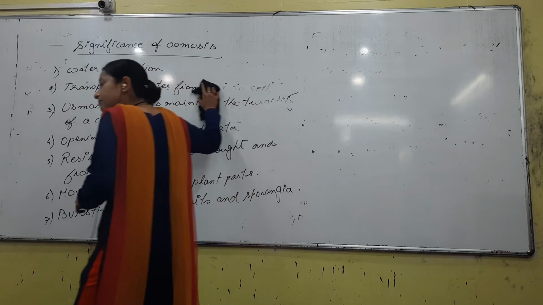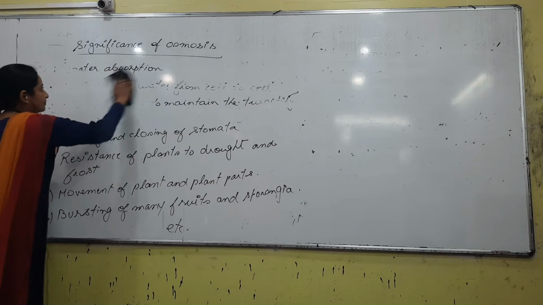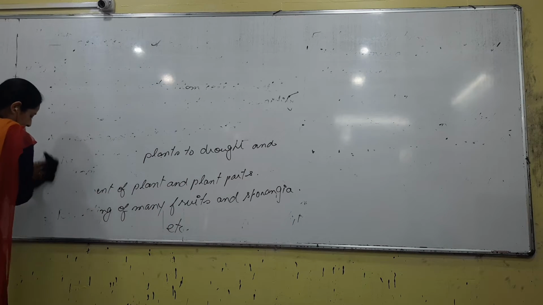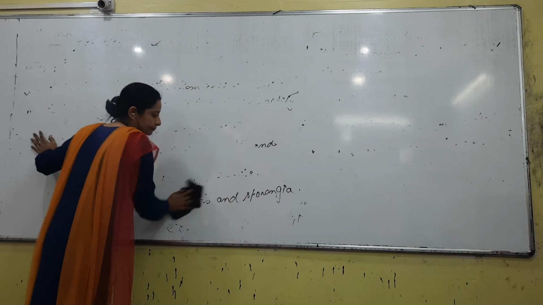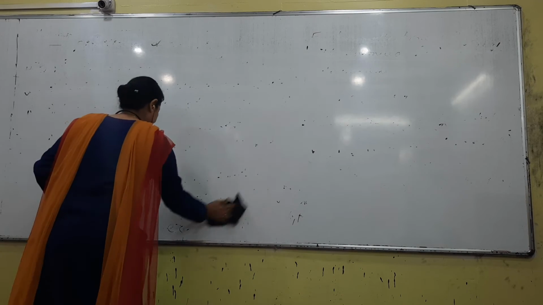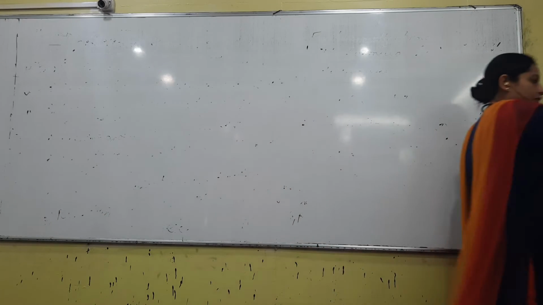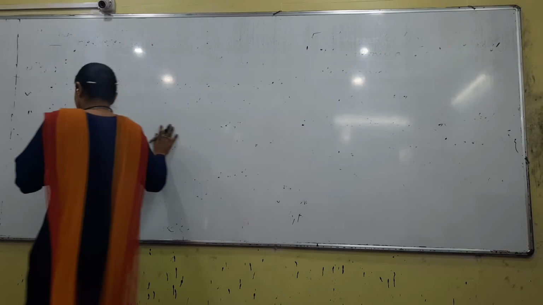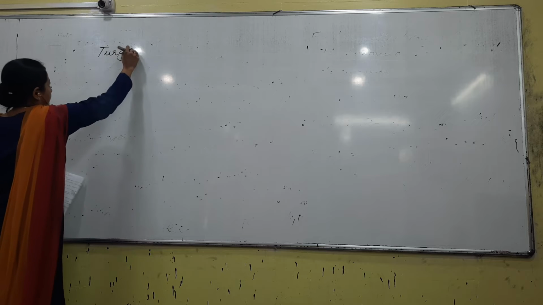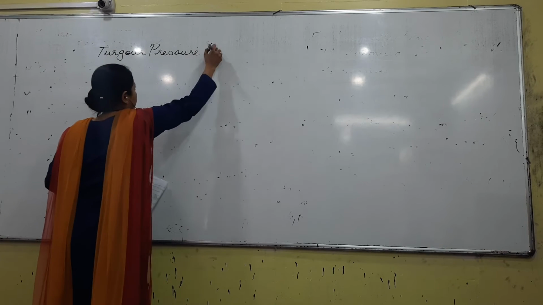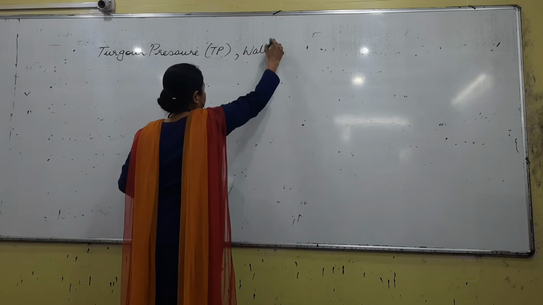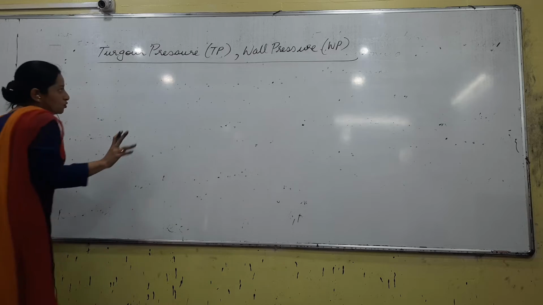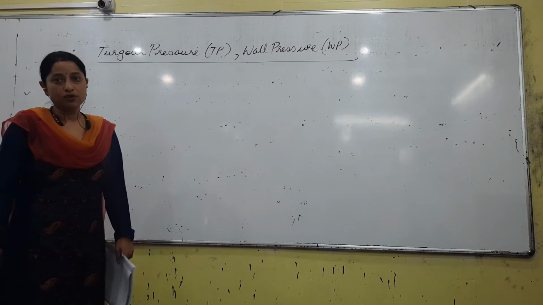Write down turgor pressure and wall pressure, TP and WP. So the two pressures that operate in a cell are turgor pressure and wall pressure. What is turgor pressure? What is wall pressure?